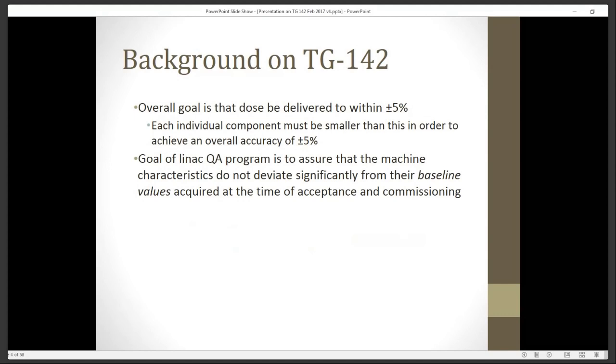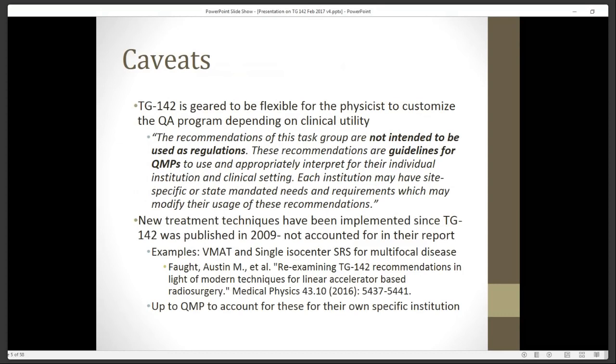A couple of caveats about TG142. So a lot of questions are, do I have to follow everything in TG142? TG142 is geared to be flexible for the physicist to customize the QA program to the individual clinical utility. I mean, one thing that's very clear is the dividing it into different types of uses of the machine.